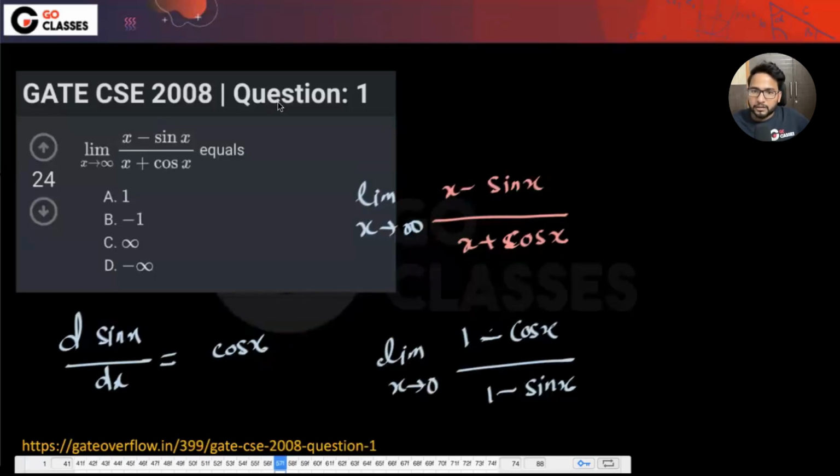Now from here, how to proceed? Is this any form? x tends to infinity. This is not even any form, right? You don't know these values and you can't say anything.